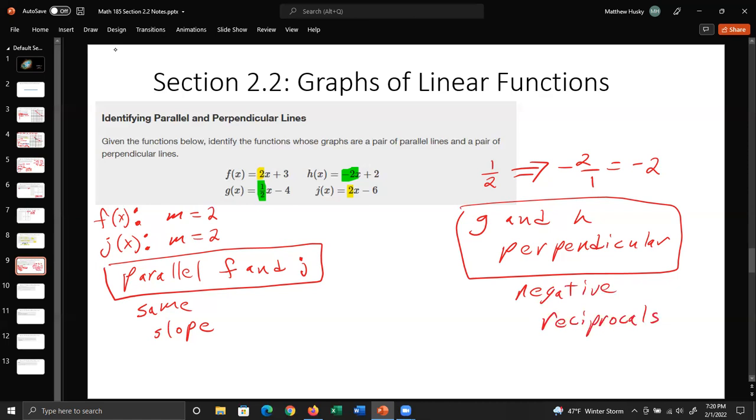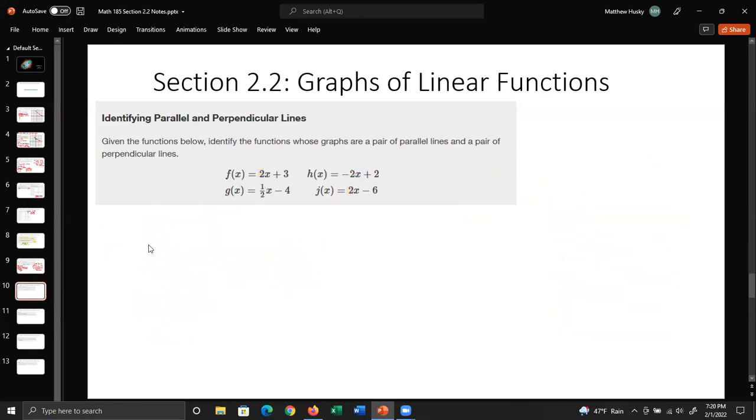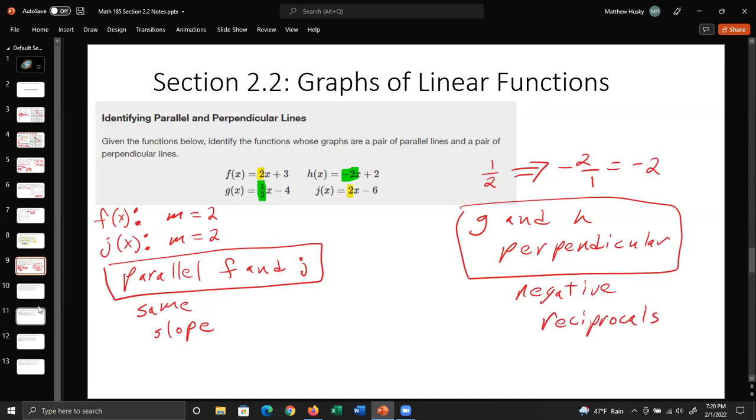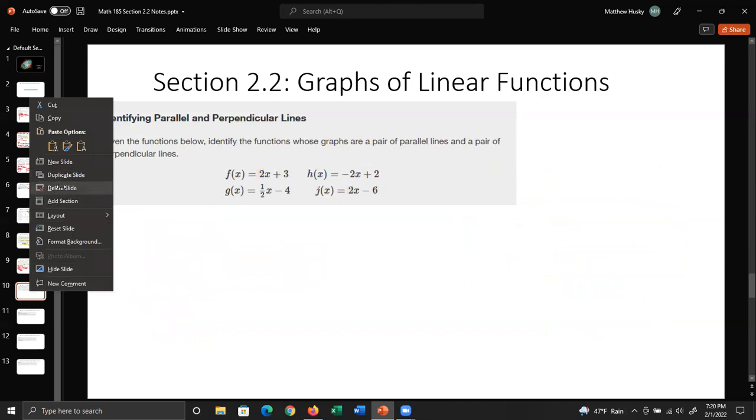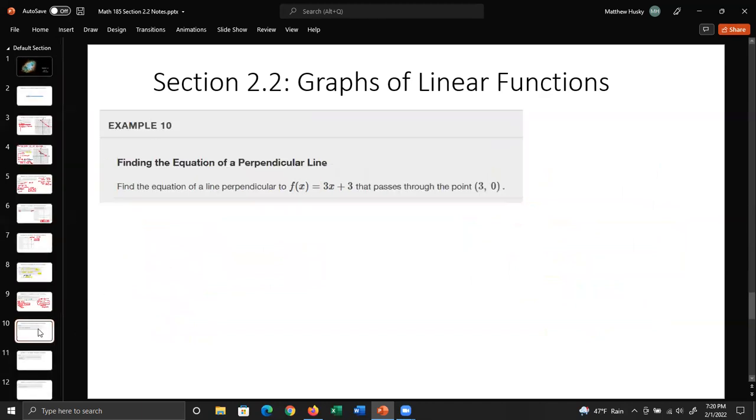All right, so that is that one. Let's see what else we have. So given the functions below, identify the functions whose graphs are a pair of parallel lines and a pair who are perpendicular. I have a feeling that's the exact same example. All right, let's delete this, shall we? Let's do something different.